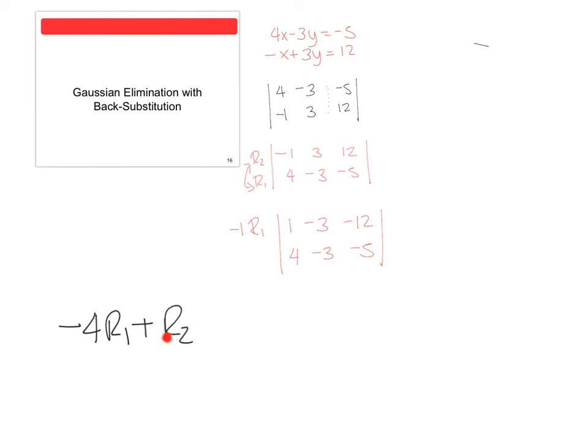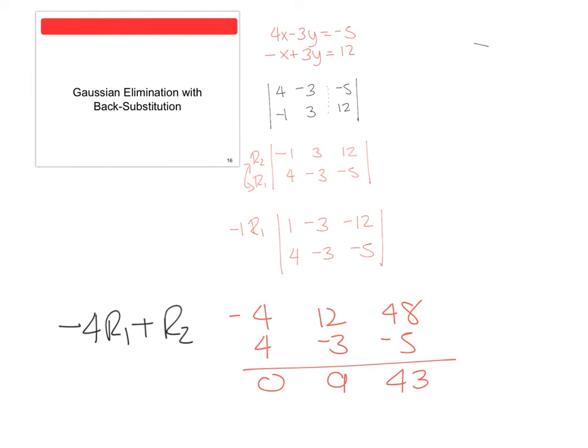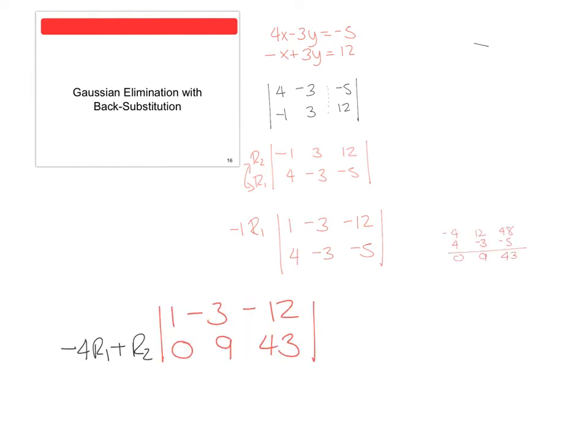Remember, this tells me that this is replacing row 2, right? So negative 4 times 1 is negative 4, positive 12, and positive 48. And we're adding that to row 2, and we're going to get 0. 12 minus 3 is 9. 48 minus 5 is 43. And this is what it would look like when we interchange what we worked out here on the side, the 0, 9, 43, into row 2.